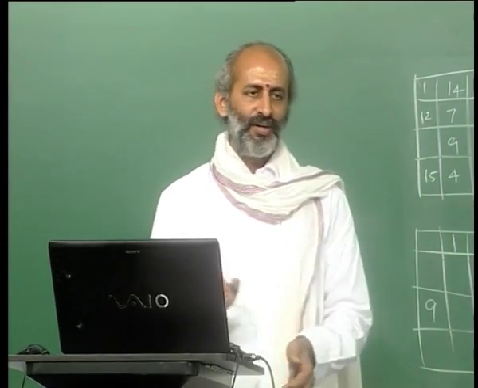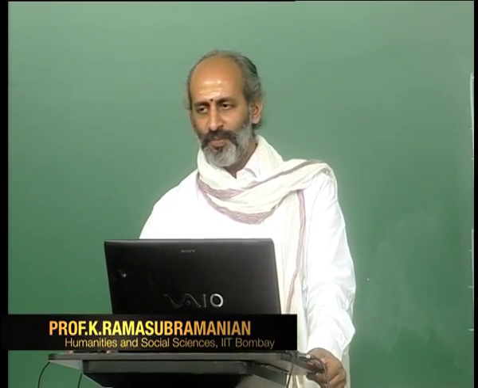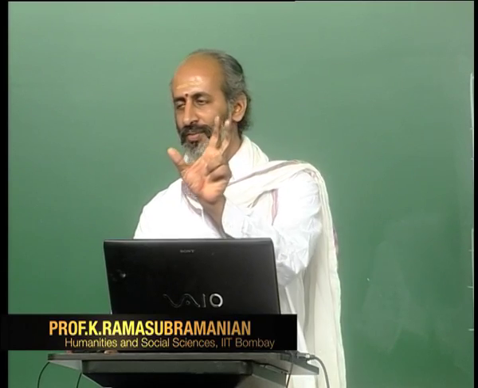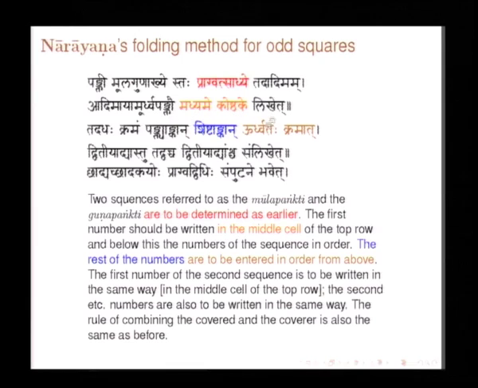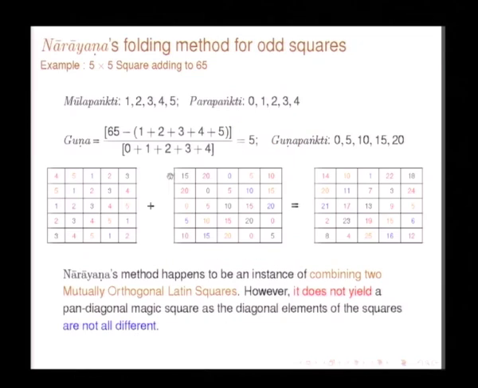In the case of odd squares, the prescription is the same: you have to obtain the Moola Pankti and the Para Pankti, and then with them he says Adimayam Urdhva Panktau Madhyame Kosthake Likhet Tadadhaha Kramam, Shishtankan Urdhvatah Kramati Dvitiyadhyasu Tadvati Dvitiyadhyamsya Samlikhet. I will quickly move on to the example. Let us choose a 5 by 5 magic square, and let us say the sum we want is 65.